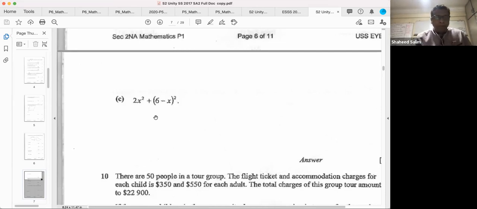Is it 4x plus 1? No, this one is this one? No, no, okay, nothing. This is the early answer.